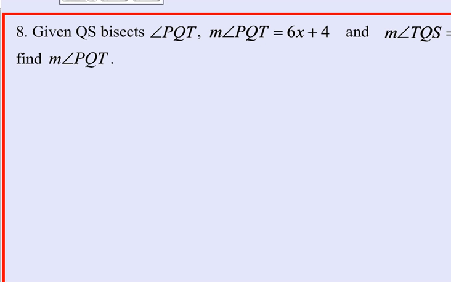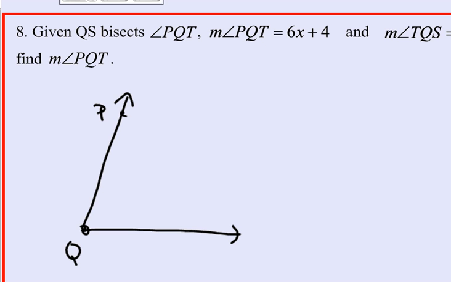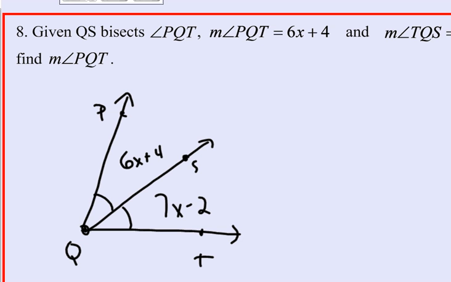So let's draw a picture for this one since they don't give one. QS bisects angle PQT. So let's draw angle PQT. It's just a sketch. We're not locked into anything here. QT, and QS bisects it. So this bisects. So this one's equal to this one. PQT is 6x plus 4. TQS is 7x minus 2. So figure out what PQT is. So figure out what the whole big angle is. That's what they're looking for.